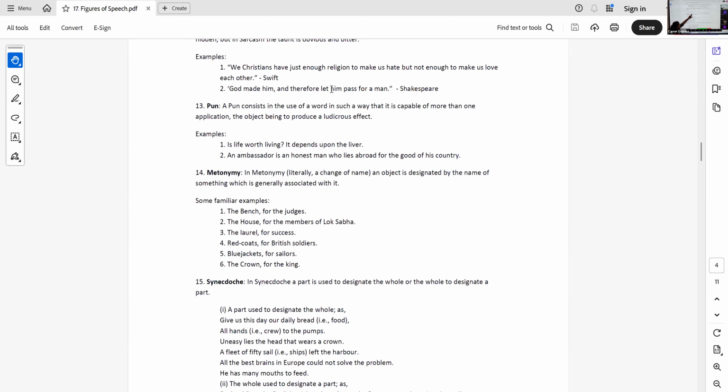An ambassador is an honest man, and look at the irony. An ambassador is an honest man who lies abroad for the good of his country. Lies abroad has two meanings. बाहर जाके झूठ बोलता है और बाहर जाके रहता है. So he lies abroad for the good of his country. Yes, that's entertaining.